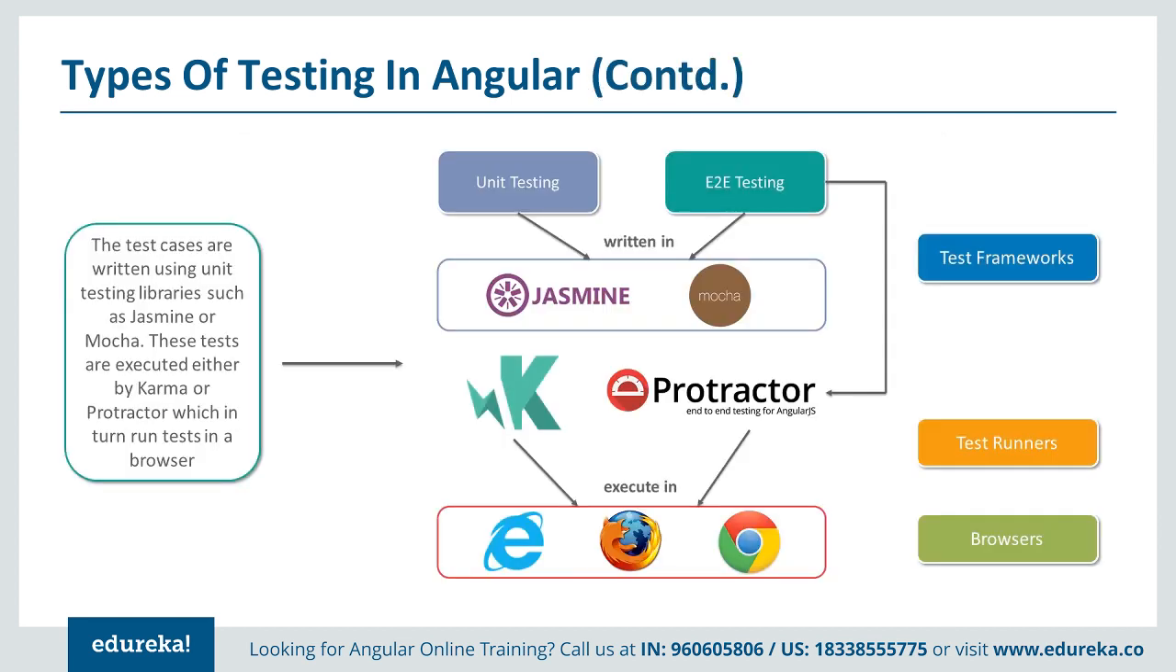So, types of testing in an Angular application: unit testing and end-to-end testing. For unit tests, you will be using Jasmine or Mocha, so the tests are written in Jasmine or Mocha. What is end-to-end testing? You will be using Protractor, which is a wrapper for Selenium. End-to-end testing can be done in Angular using Protractor. Why can't you use Selenium? There is a strong reason. Protractor is a wrapper for Selenium, but it still has more advantages than Selenium.